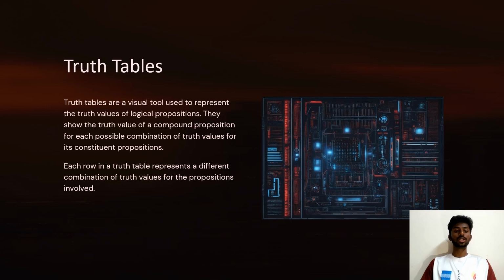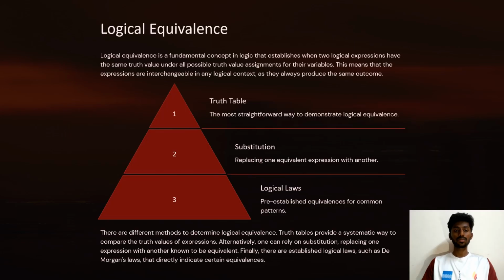So what are truth tables? They are a visual tool used to represent the truth values of logical propositions. They show the truth value of a compound proposition for each possible combination of truth values for its constituent propositions. Each row in a truth table represents a different combination of truth values for the propositions involved.